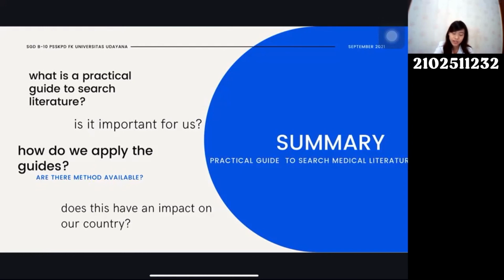In our country, Indonesia, there is a lack of interest in literacy, especially in medical literature. But now, with the help of the guides, we highly hope that it can be easier for anyone to access medical literature, minimize errors, and hopefully increase their interest. And I think that's all about our group presentation on the Practical Guide to Search for Medical Literature.